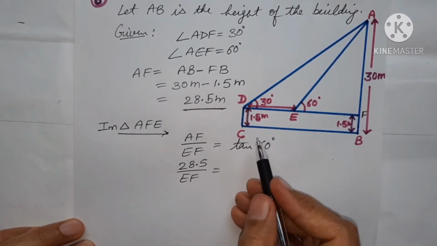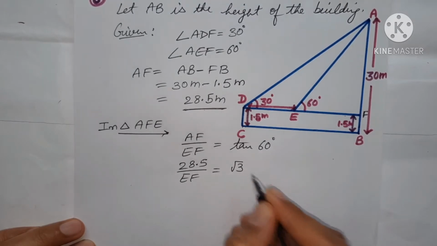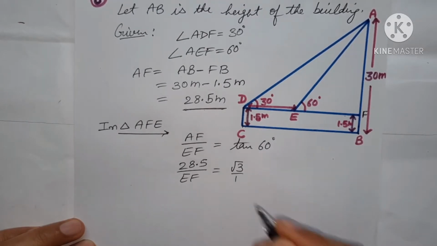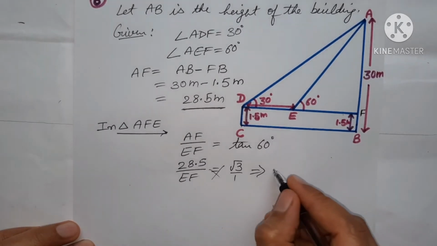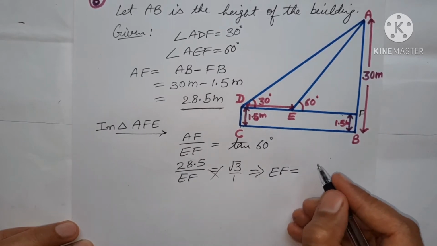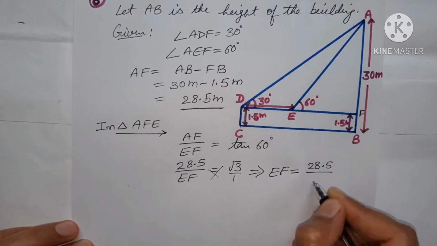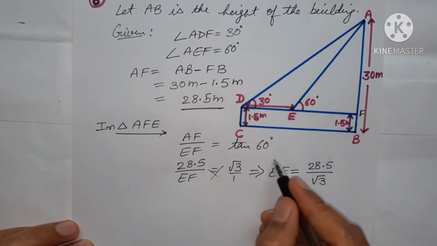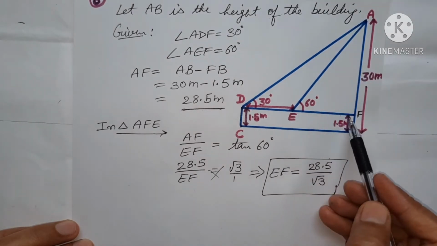So we will put the value 28.5, and EF we don't know. This side tan 60 degree we will put the value, tan 60 degree is root 3, or you can write root 3 upon 1. We will cross multiply it. From this we will find out the value of EF, and EF is equal to 28.5 upon root 3. This is the value of EF from this triangle AEF.